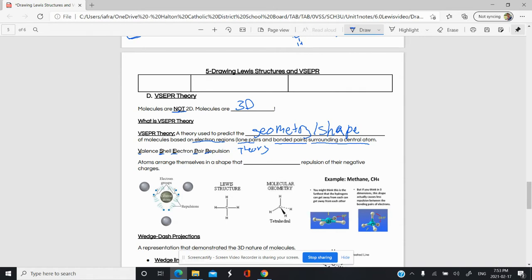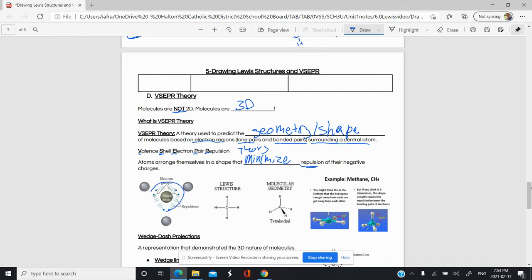And so what that means is the shape is determined by how the electrons surrounding the central atom actually repel each other. Remember, electrons all have a negative charge, and so if they're too close to each other, they're going to repel each other. And so the way the atoms and electrons surrounding the central atom will arrange themselves is in a shape that minimizes repulsion. It doesn't want to feel tense or strained. So the shape it has to have is going to minimize the repulsion of the negative charges from all those electron regions.